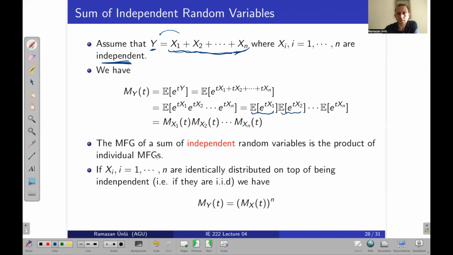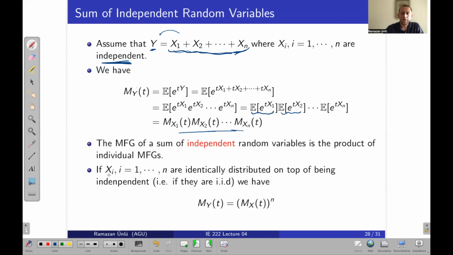Okay. So again, the MGF of a sum of independent random variables is the product of the individual moment generating functions, because the moment generating function of Y is the multiplication of the individual ones, and Y is the sum of those individual variables.